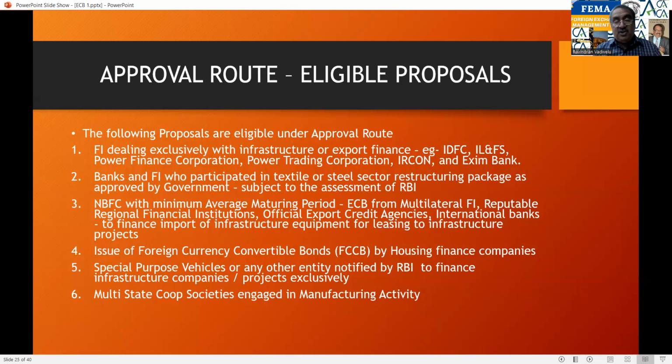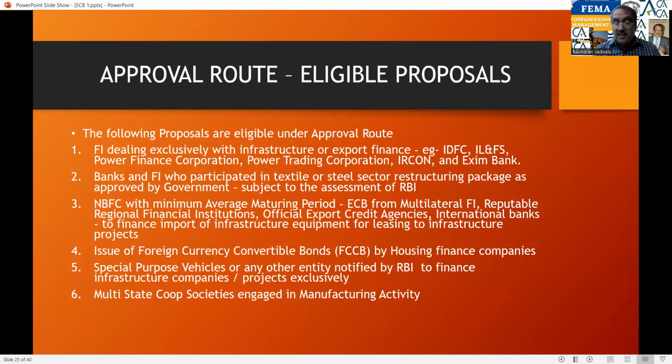NBFC with minimum average maturing period, that is ECB from multilateral financial institutions, reputable regional financial institutions, official export credit agencies, international banks, and they have to finance import of infrastructure equipment for leasing to infrastructure projects. So for that it is allowed. And issue of foreign currency convertible bonds by housing finance companies. So all the FCCB issued by housing finance companies, you have to get the approval of RBI.